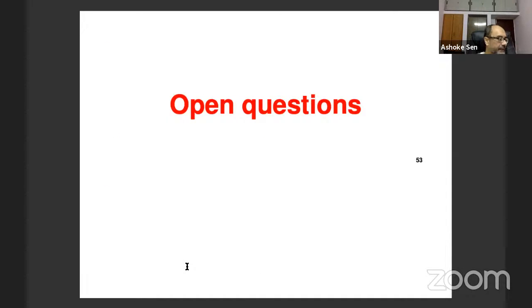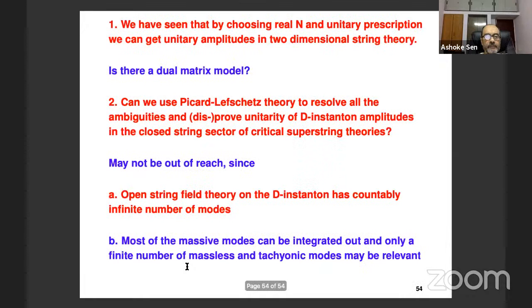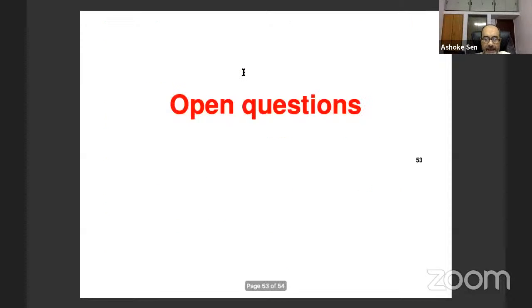Okay, so I think I'll just end with some open questions. There are 2 open questions that I would like to address. First is, we have seen that by choosing real n and unitary prescription, we can get unitary amplitudes in 2-dimensional string theory. So this begs the question, is there a dual matrix model? It's certainly not what they had.